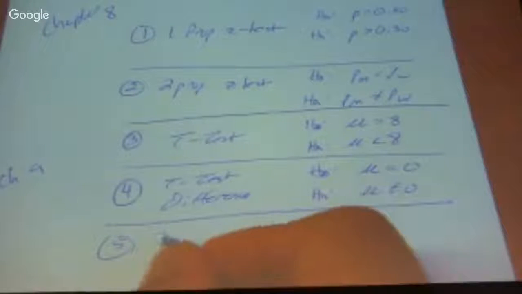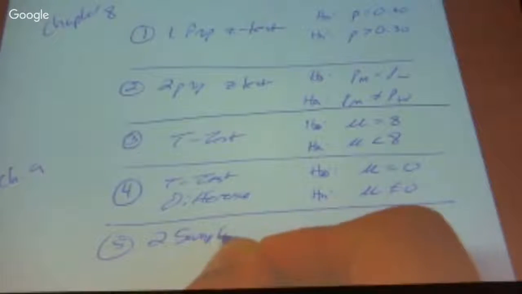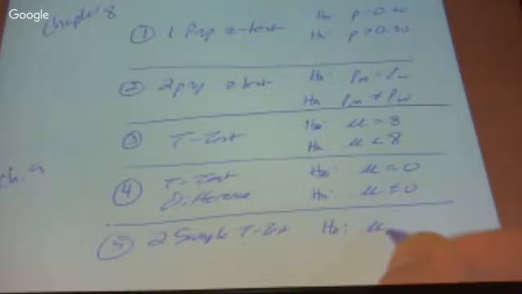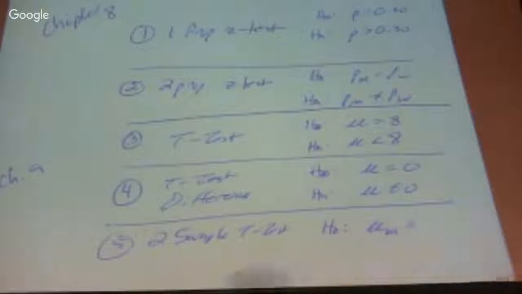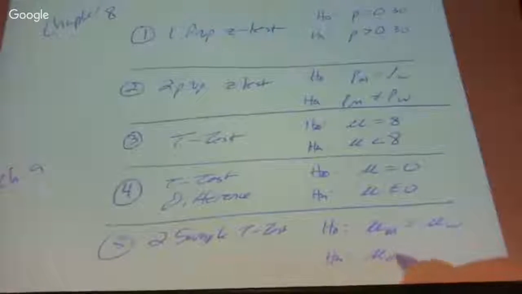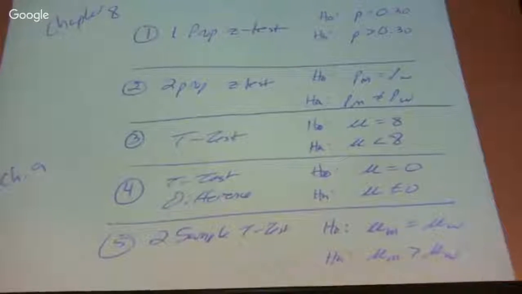Then number 5, we have a two sample t-test. And basically, we have two groups. Like men's hours of sleep equals women's hours of sleep. And then maybe we believe men sleep more than women sleep. Those are the 5 scenarios from Chapter 8 and Chapter 9.